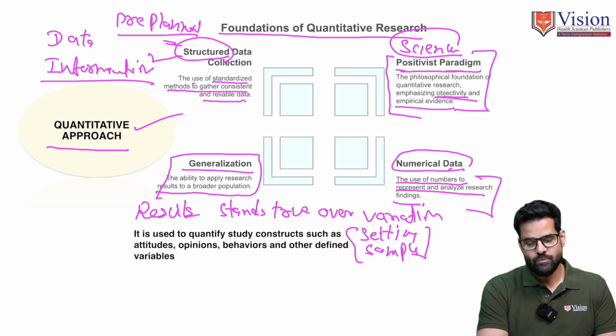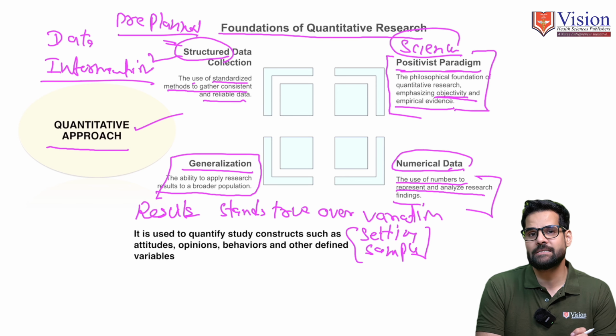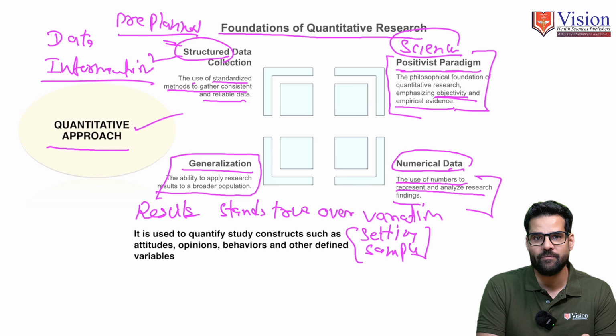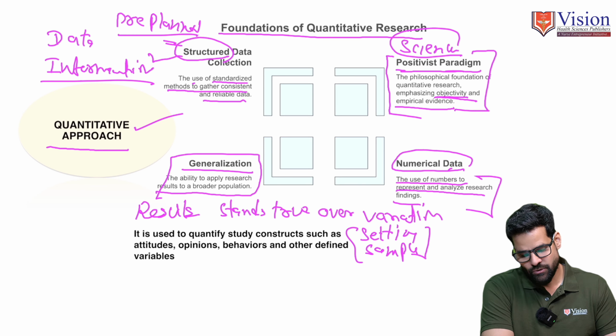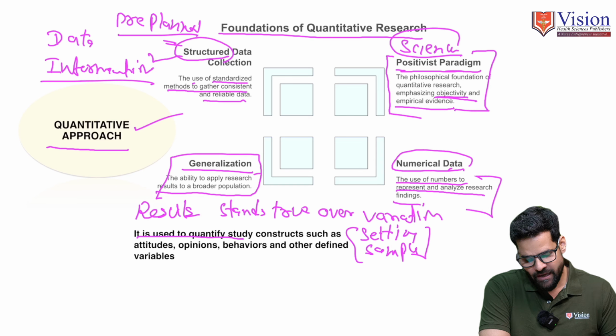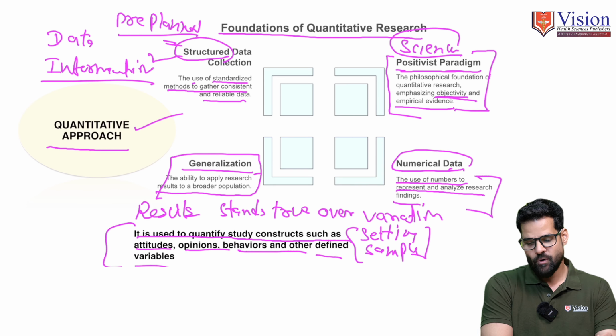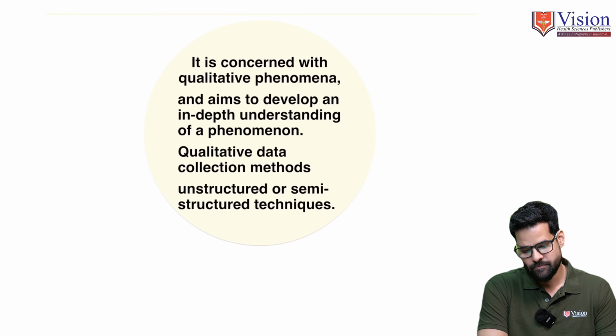Okay, so that is what we call implications. As we know, science believes in a single reality. What gravitation exists here in Chandigarh would have the same gravitation at any other part of the world or earth. So that is about the generalizability. It is used to quantify the study constructs such as attitude, opinion, behavior and other defined variables. So that's about some of the important features of quantitative approaches.